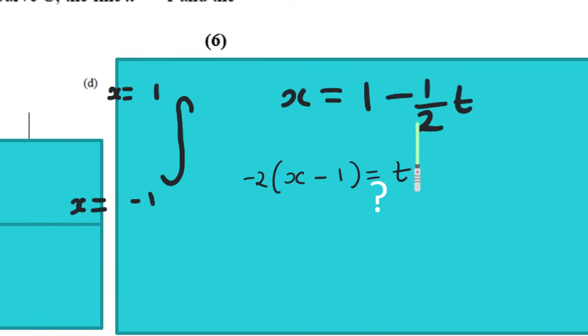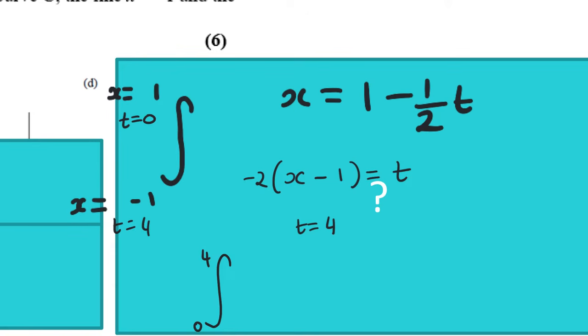Someone check I've done it right. -1 times -2. Everyone happy? This is what t equals? Okay. So now, if x equals 1, I get t equals 0. When x equals -1, -1 minus 1 is -2 times -2. I get t equals 4. So actually, I need to integrate between my new limits of 4 and 0.